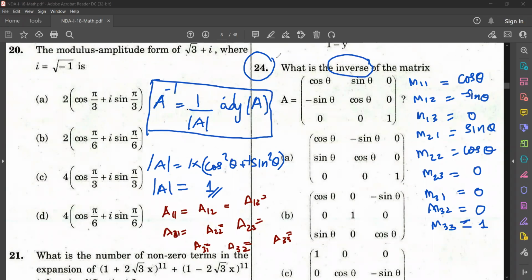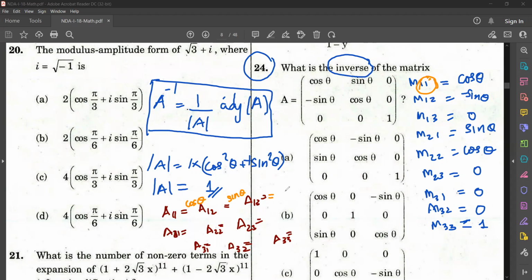So how to find cofactor? Remember, to find cofactor, you just check the sum of the indices. Here it is 1 plus 1, that is 2, even number. So you can copy that same thing, cos theta. For A12, 1 plus 2 is 3. That is odd number, so change the sign. So minus sin theta will become sin theta.